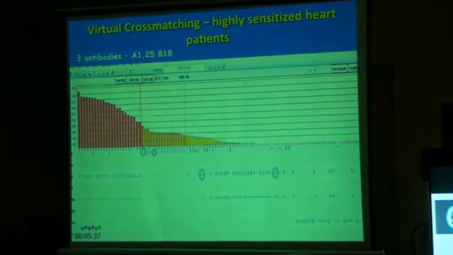For example, here we introduce the donor's antigen, sorry, the donor's typing, and we can identify the type of antibodies against the donor antigens. In this case, the machine encircles the antibodies which have a positive reaction, and it gives the virtual cross-match.